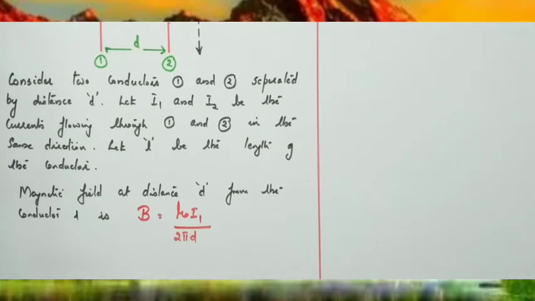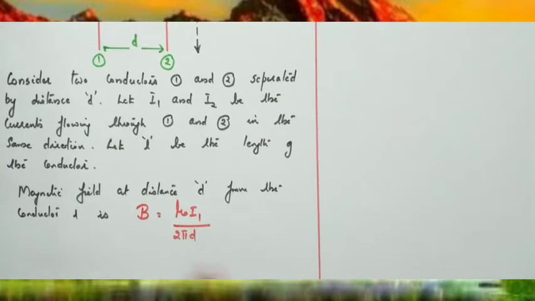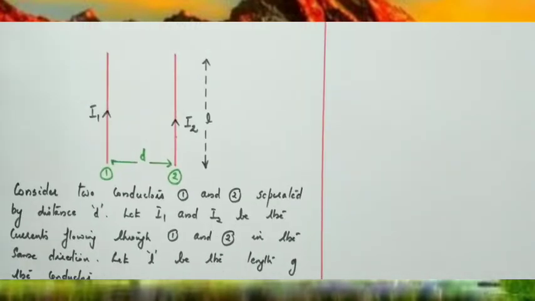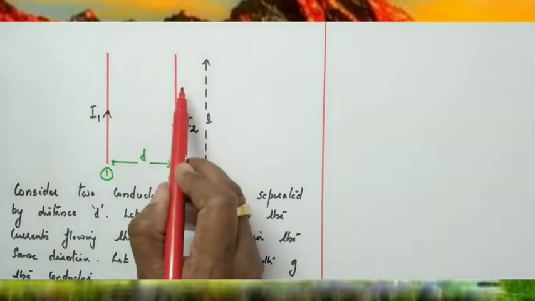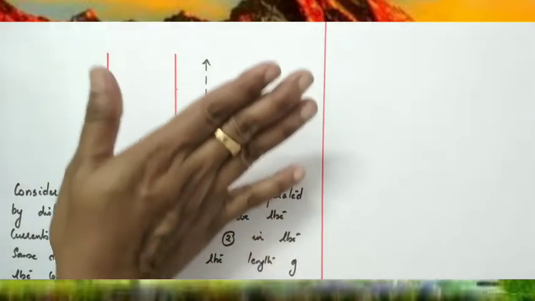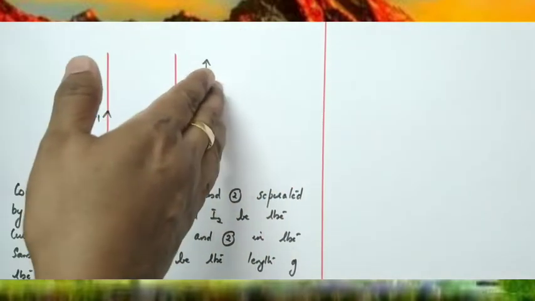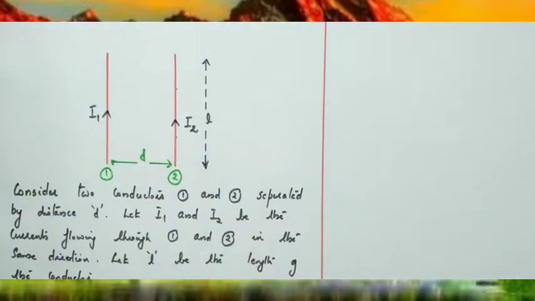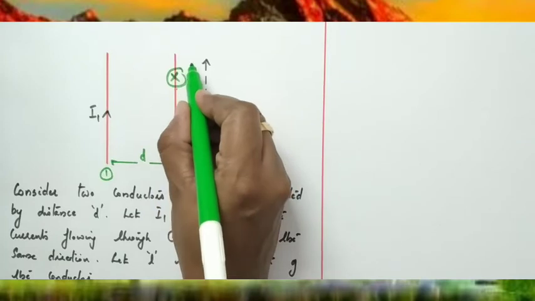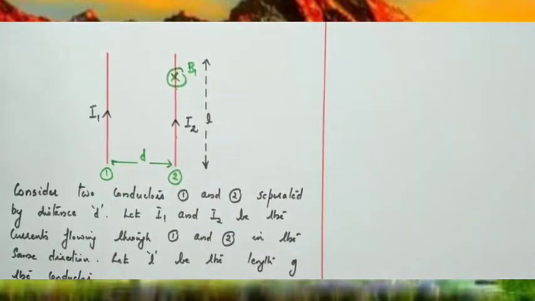Now, what is the direction of the magnetic field? This magnetic field can be represented as B1 due to the current I1. And what is its direction? The magnetic field at this point due to the first conductor has its direction given by the right hand thumb rule. Since the current is in the upward direction, the direction of the magnetic field is into the plane of the paper. So, the direction of the magnetic field B1 can be represented as into the plane.